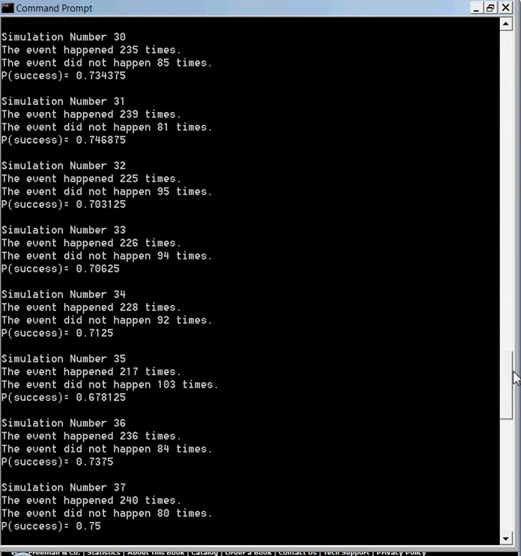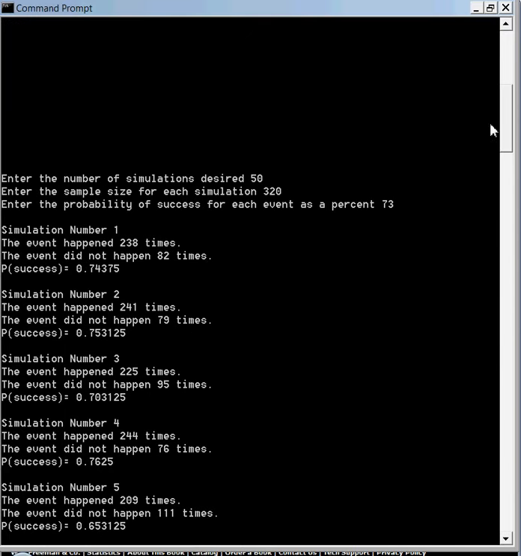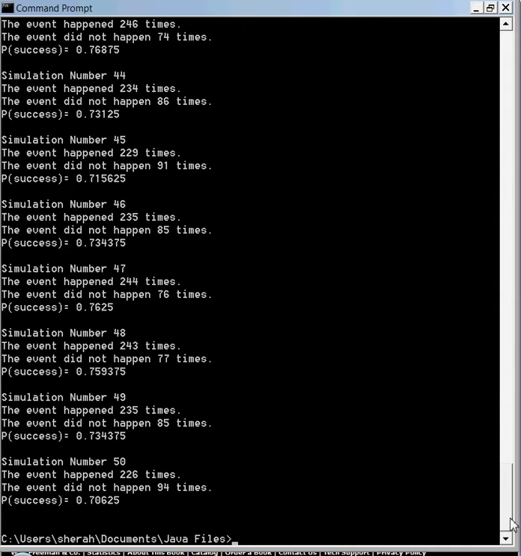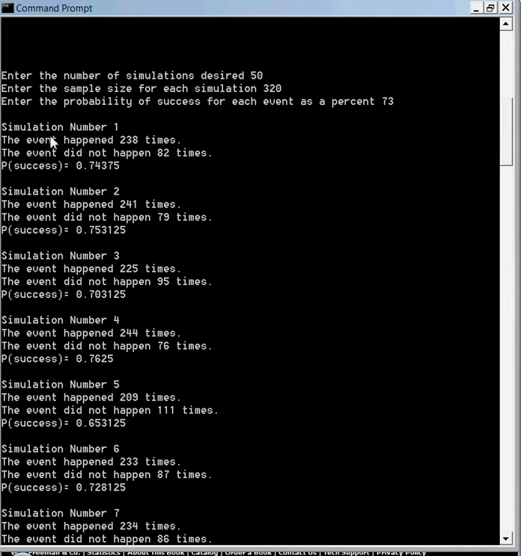Anyway, here is what the actual program outputs. As you can see, I put simulations 50, and if you go down, we go from 1 all the way to simulation number 50. That's it. Okay, now this shows the amount of times the event happened, how many times it didn't happen, and each of those are out of the 320 right here, sample size. Okay, and I also figured out the probability of success so that I don't actually have to do it on my own. So this actually just makes my life a whole lot more easy. And yeah, as you can see, it varies for each one, as it pretty much should, because they're individual simulations.